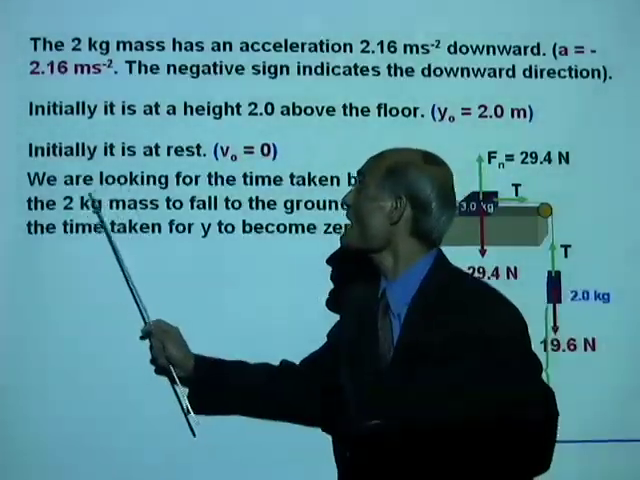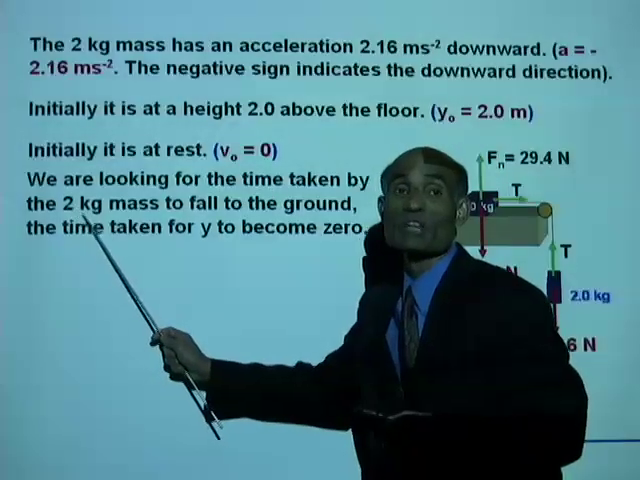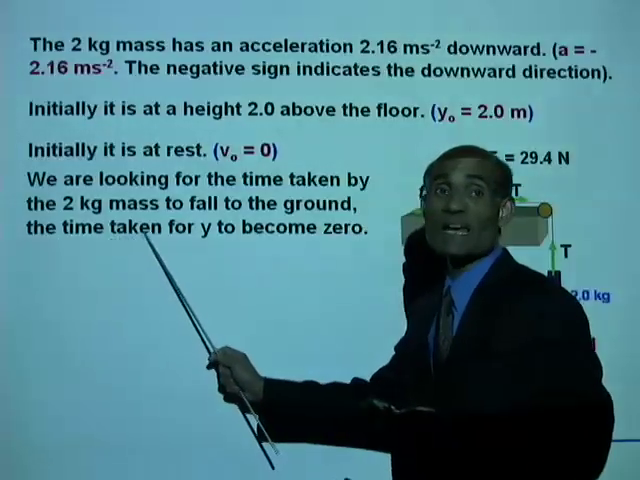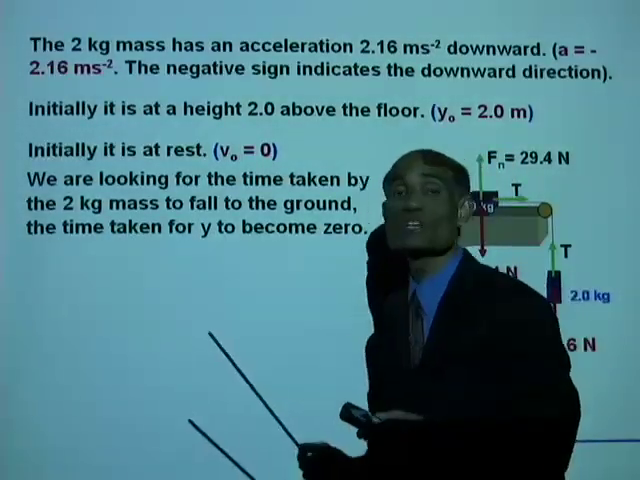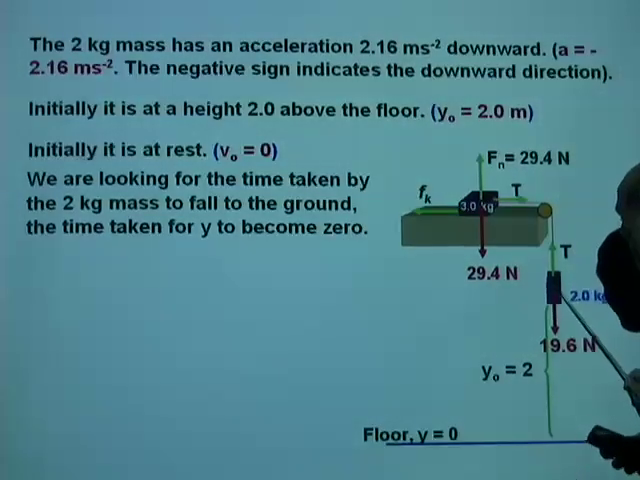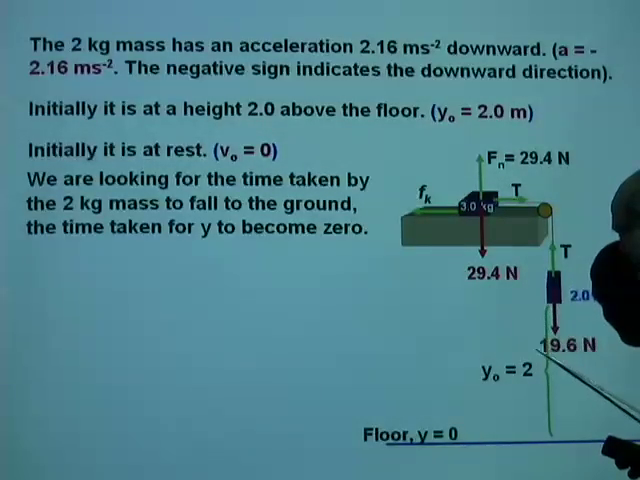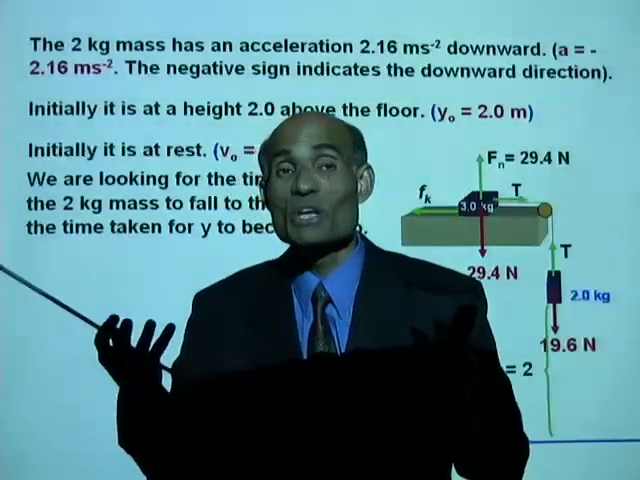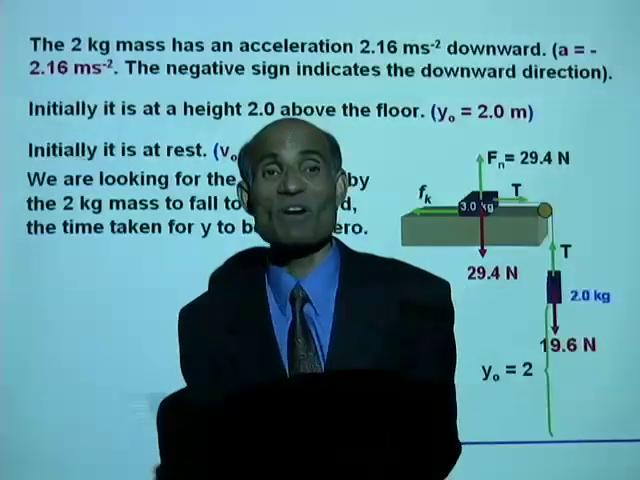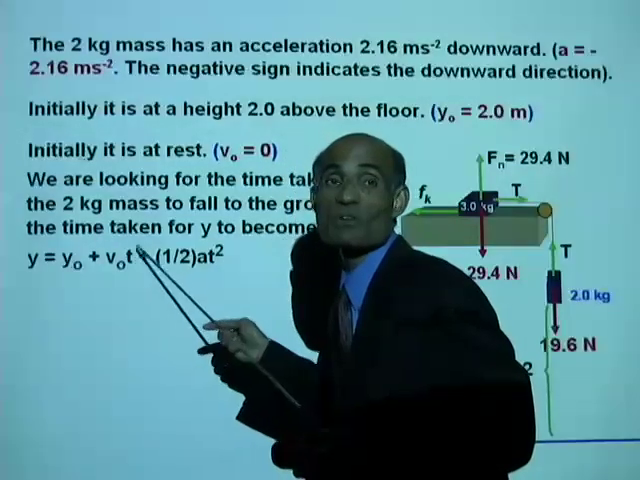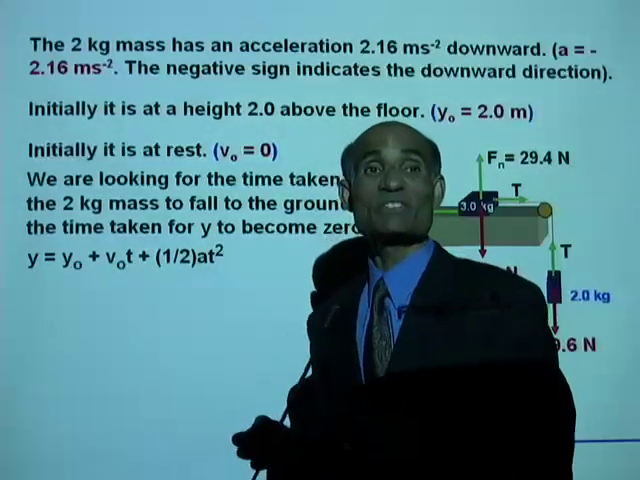v0 is 0. We are looking for the time taken by the 2 kilogram mass to fall to the ground. That means the time taken for the y position to become 0. Is that right? This is the ground. Now, this is y0 equal to 2. We need to find the time taken for that y position to become 0. So obviously you need to write down the position function. What is the position function for this object? y equal to y0 plus v0t plus 1/2 at squared.